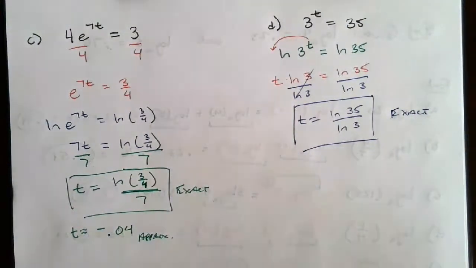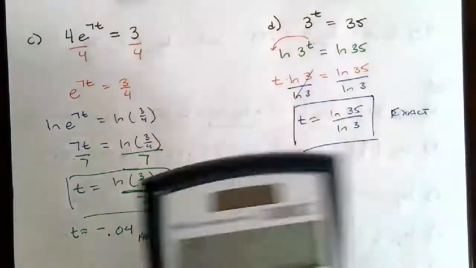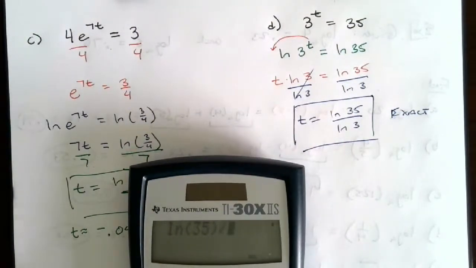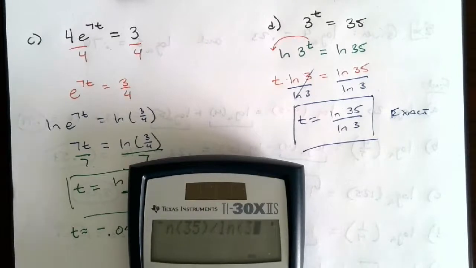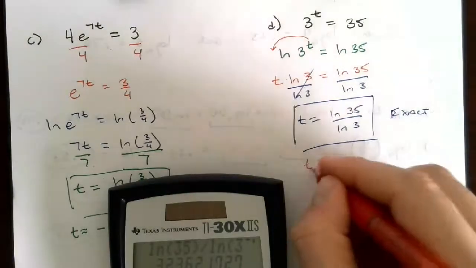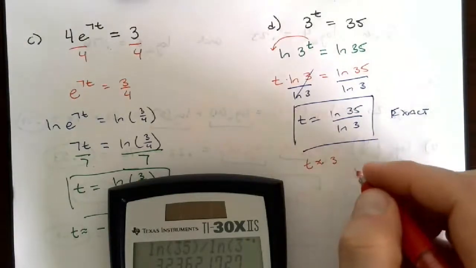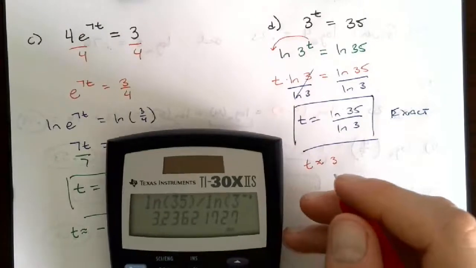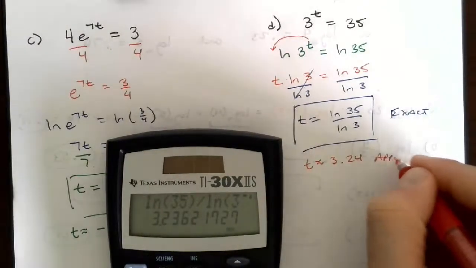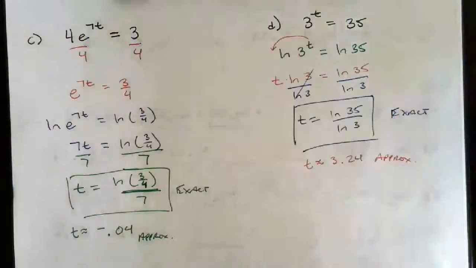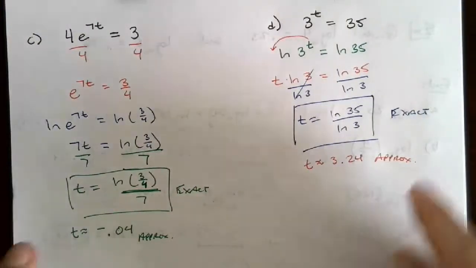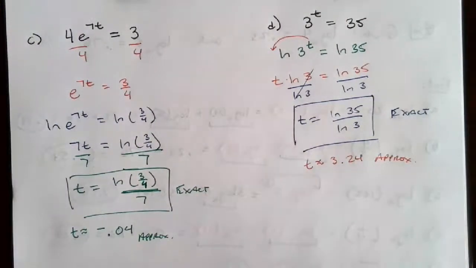Now, if you want to approximate it, you could do ln of 35, so natural log 35, close the parenthesis, divided by natural log of 3, close the parenthesis. Hit enter on that, and we get, this is approximately, I got 3.236, so we'll say that's 3.24 as the approximation. Make sure that you're approximating only when asked, all right? Or if it's an applied problem, you don't want to just do approximations across the board. We expect the exact answer if we don't ask for an approximation.